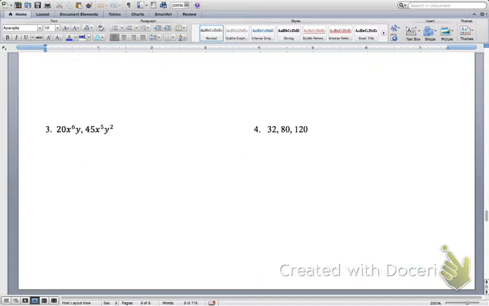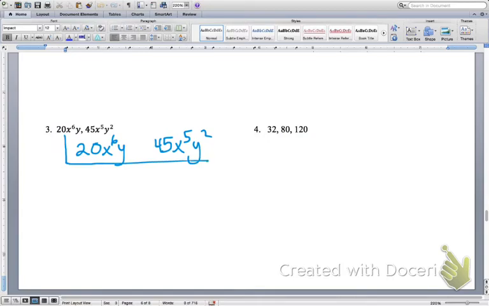All right, here we go with number 3. So we have another set of numbers. These have variables, but don't be afraid, it's the same idea. So we're going to have 20x^6y, 45x^5y^2. All right, we're going to go ahead and draw our ladder.